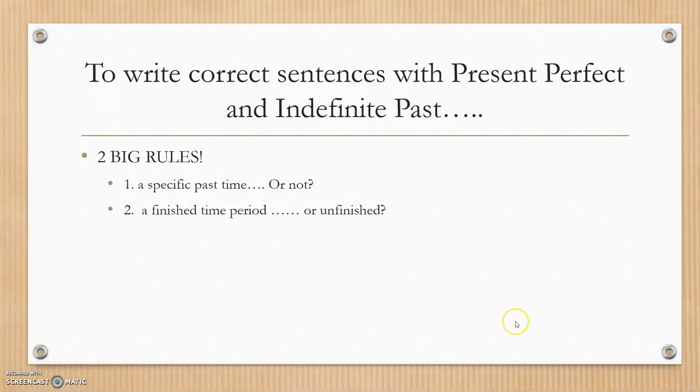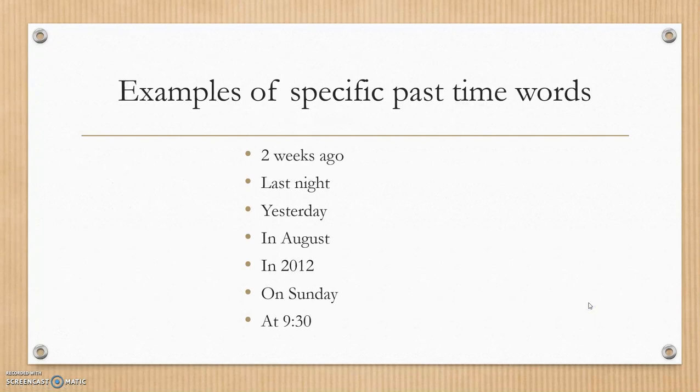Okay, so the main question in Unit 10 is when do we use present perfect and when do we use simple past? I think there are 2 big rules, and the rules have to do with these 2 issues here. Number 1, is there a specific past time in your sentence or not? And number 2, does it happen during a finished time period or an unfinished time period? I'll show you a little bit more what I mean.